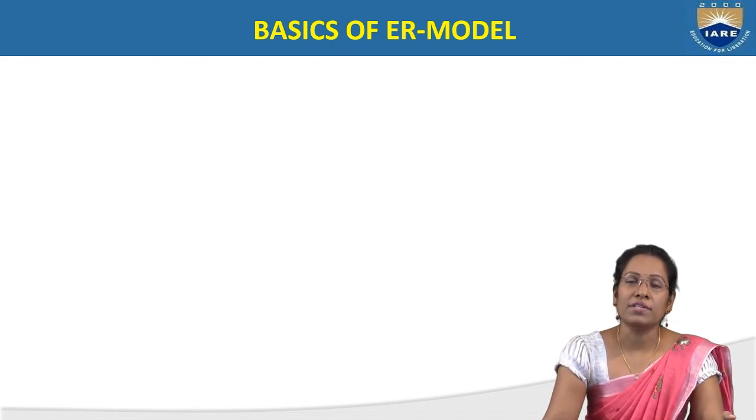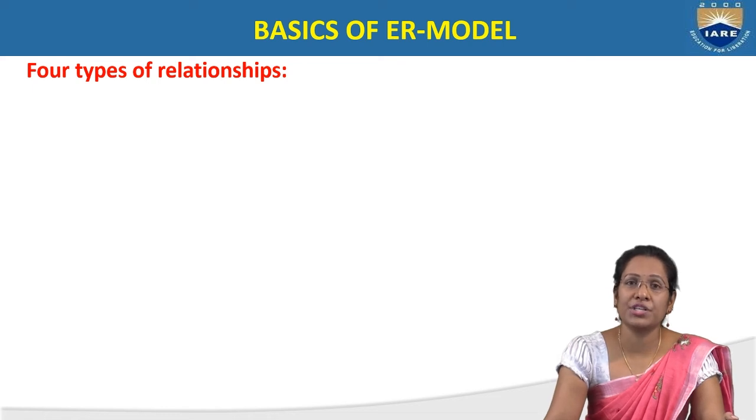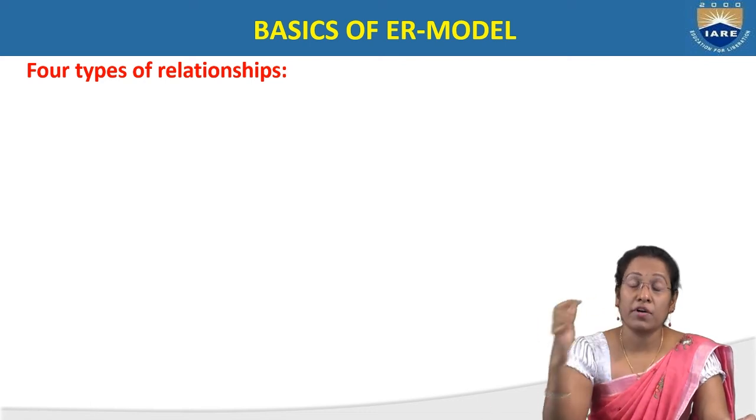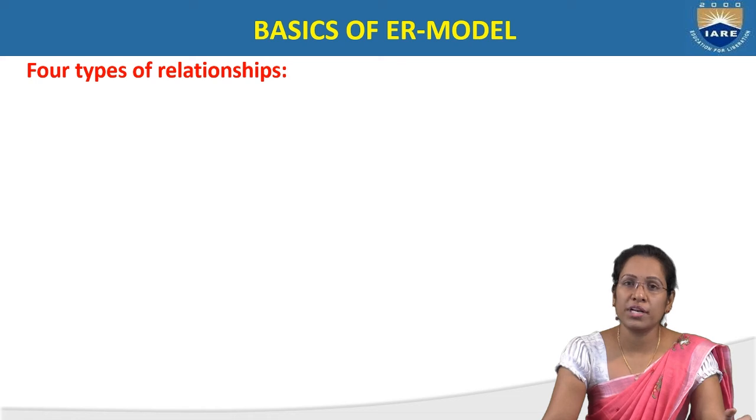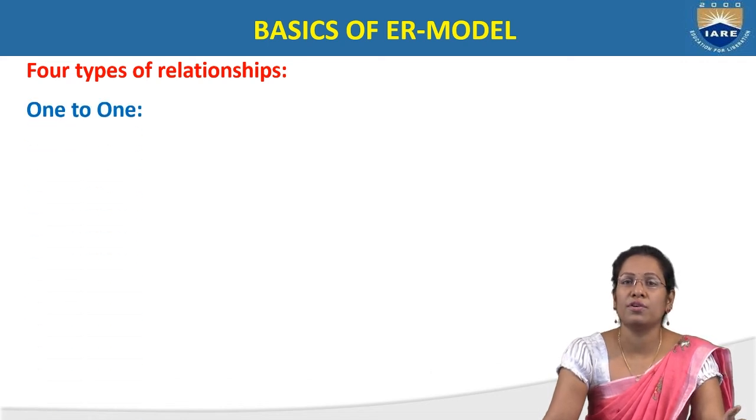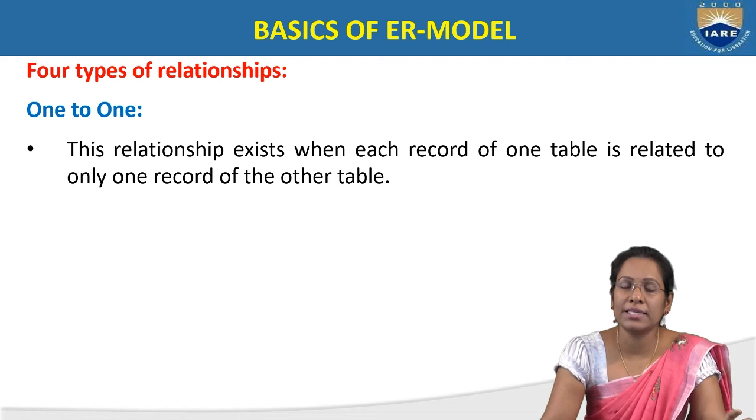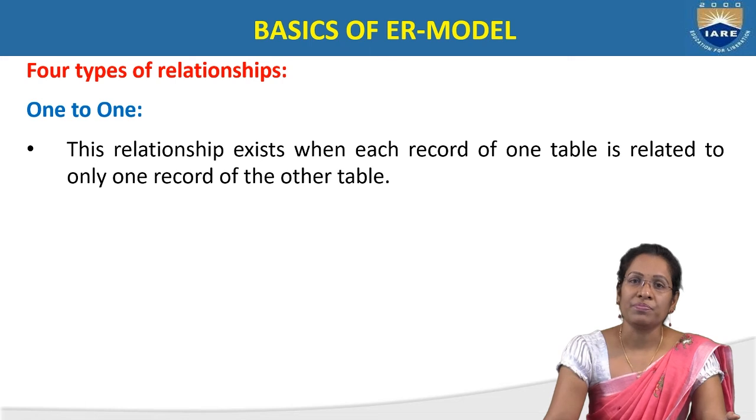Now we will see the types of relations that can be used in the ER model. Totally we have four types of relations. First one is one to one, second one is one to many, third one is many to one, and fourth one is many to many. Based upon these four relations, we are able to relate different entities of different types. First we will go into one to one. So what is one to one? One to one is nothing but a type of relationship that exists when one record of a table is related to one record of another table.